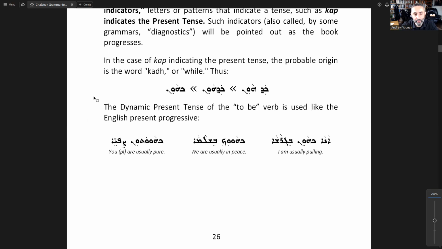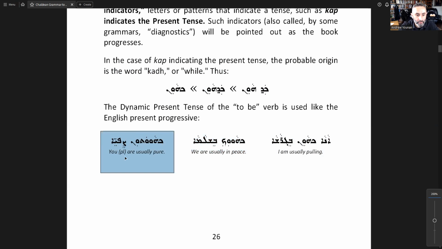One more little thing, and then I'll pause for a second. The dynamic present tense of the verb to be is used just like the English present progressive. If you don't know what that is, it looks like this. Ana kawen begrasha. So here, I, kawen, I am being, begrasha, I am being pulling. Okay, that's weird. This sort of just means I'm usually pulling. That's something that I'm usually doing. Kauch bishlama. We are usually in peace.